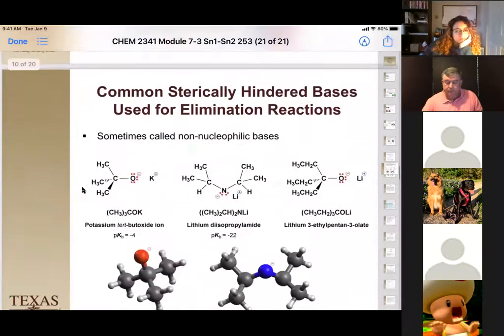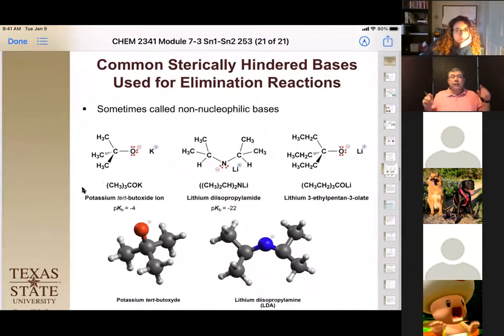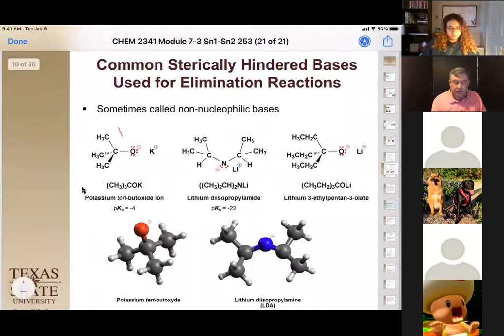All right. So let's talk about some common really big bases that we'll see that promote a Hofmann elimination. In this case here, we have our classic, which is t-butoxide right here. It had a pKa.